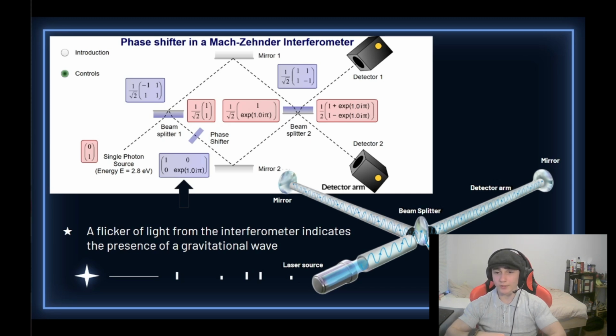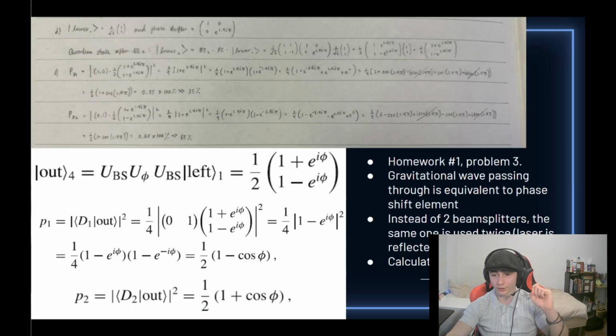If the arms are the same exact length, the waves cancel out and they don't produce any light. However, if, for example, a gravitational wave passes through, then what we observe is a tiny flicker of light because the arms aren't quite the same length anymore. And this change is astronomically small, about 10,000 times smaller than the width of a proton.